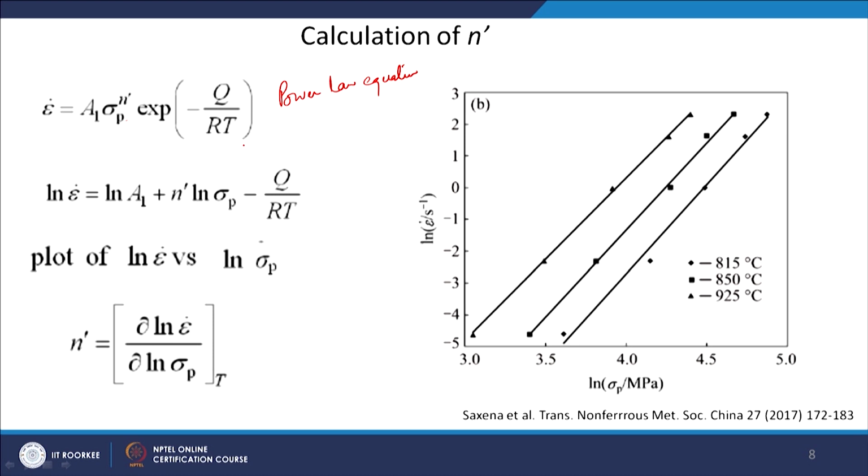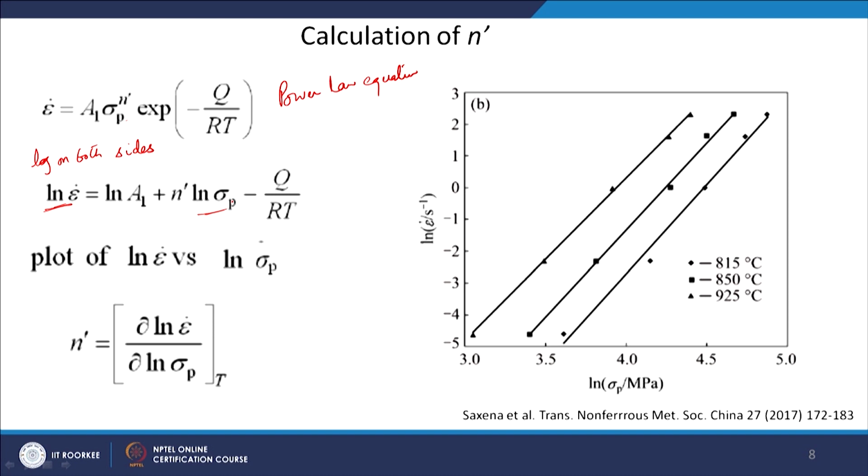Again we will do the same thing. If I take log on both sides, then ln epsilon dot equals ln of A1 plus n prime ln of sigma p, and the exponential term will go minus Q by RT. Now, if I plot a curve between ln epsilon dot and ln sigma p.